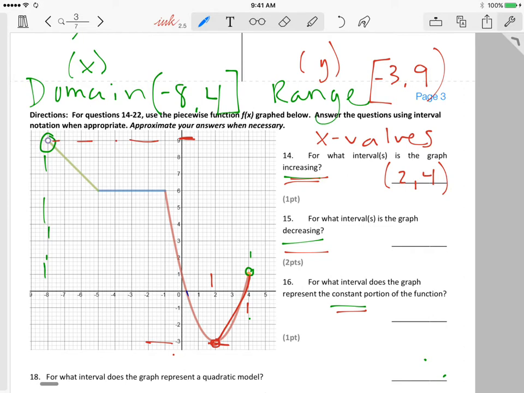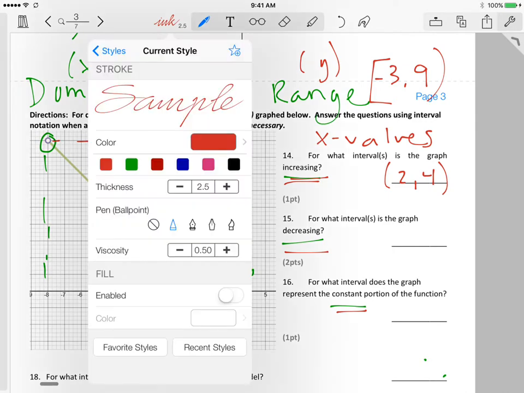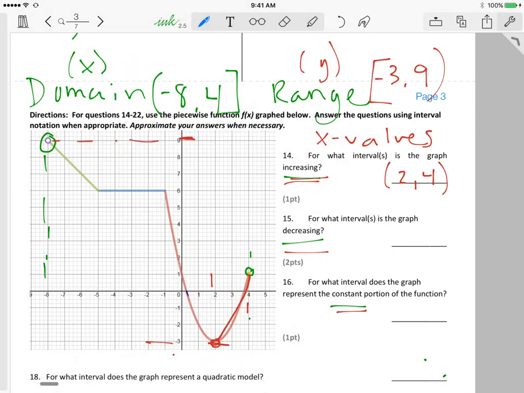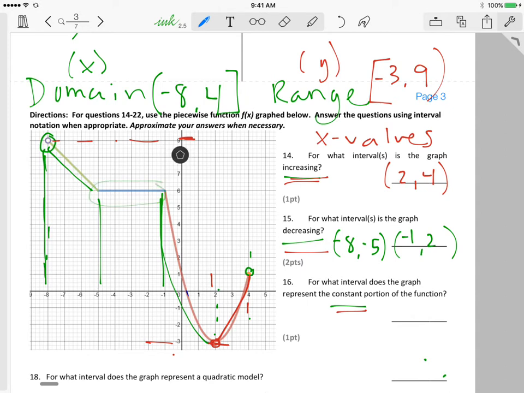Where am I decreasing? I'm actually decreasing in 2 spots. I'm decreasing here, this little green section, and this red section here. So I'm going to do that in 2 separate chunks, like I'll have 2 sets of parentheses. I start decreasing here at -8, and I stop at -5. I start again at -1, and then I stop at 2. Those are the 2 chunks where I'm decreasing. Your constant part, it's just this blue part here. You're going from -5 to -1.